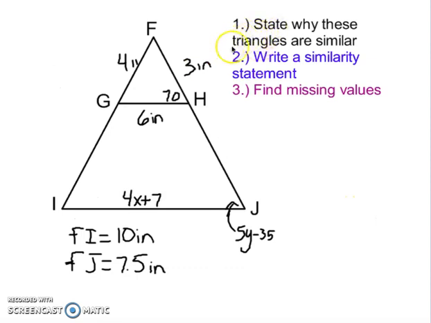Okay, on this next example, it asks us to state why these triangles are similar. So these triangles here, you've got one big one and one smaller one. We also need to write a similarity statement, and we want to try to find our missing values. You can see here we have an x down here that we want to solve for, and we also have a y here for this angle, so we want to see if we can solve for that variable as well. So I'm going to pause the video, and you go ahead and see what you can set up, and then we'll compare our answers.